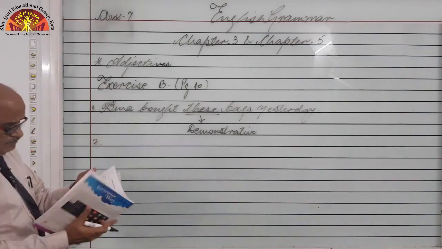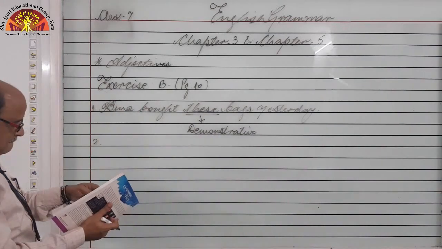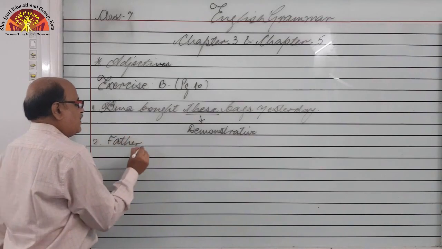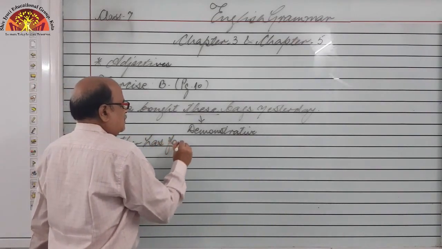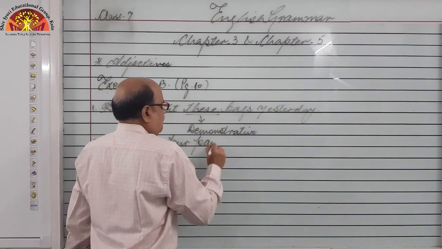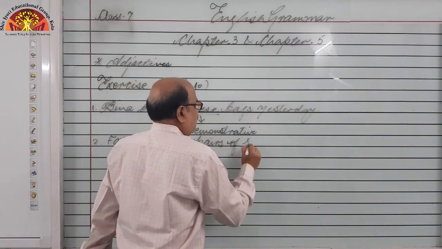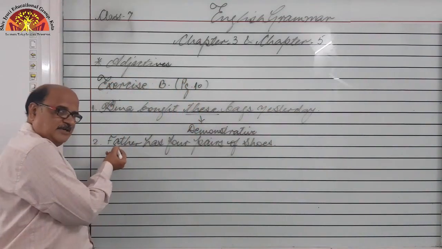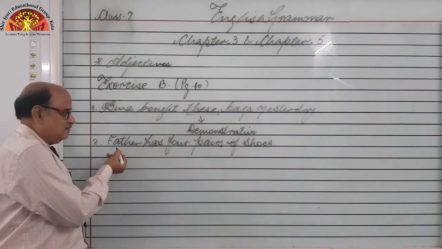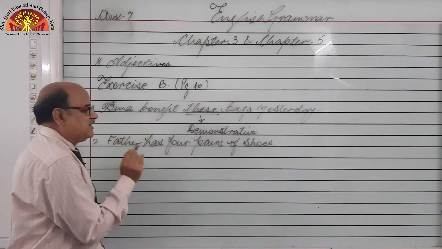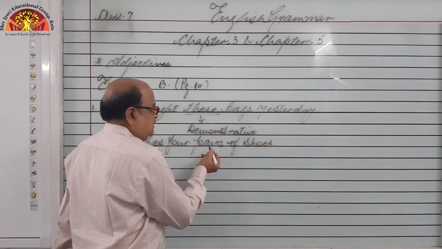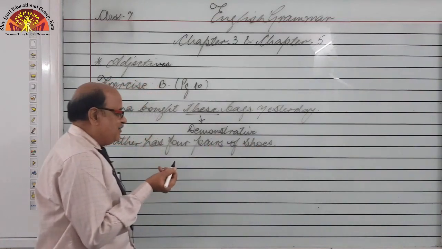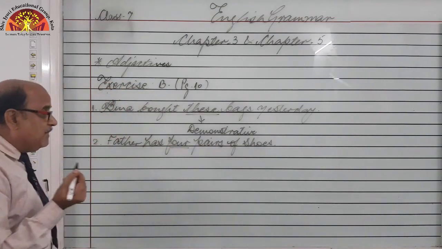Next, let's see. Father has 4 pairs of shoes. Have a look. Father, is it an adjective? No, this is a common noun. Has, helping verb, so not adjective. Pairs, this is a common noun. Of is preposition and shoes is also noun. So what remains? Of course, this is 4, means how many.